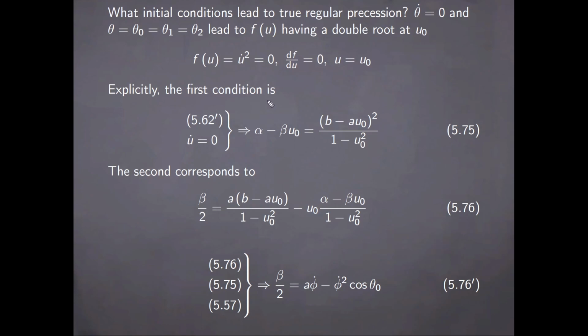So explicitly, what the first condition implies essentially is putting result 562 prime together with the vanishing of the derivative of u, and this implies the relation here. And the second condition regarding the vanishing of the derivative corresponds to this result. And if we put these two together with the result 557, we obtain a quadratic equation for the precession rate in terms of the constant value of the angle theta and the beta constant of motion and the constant a.